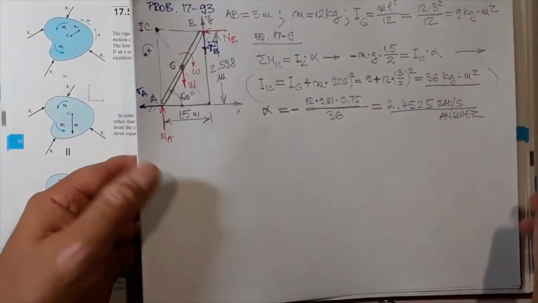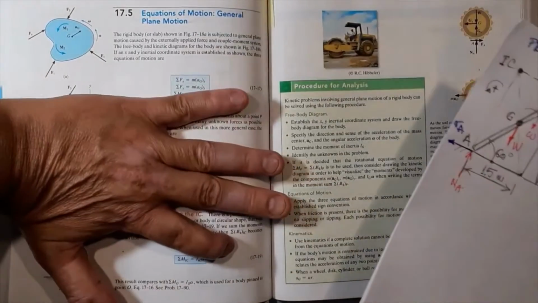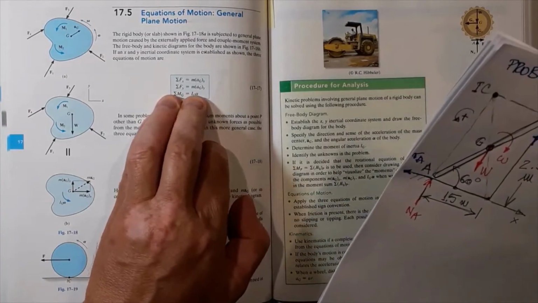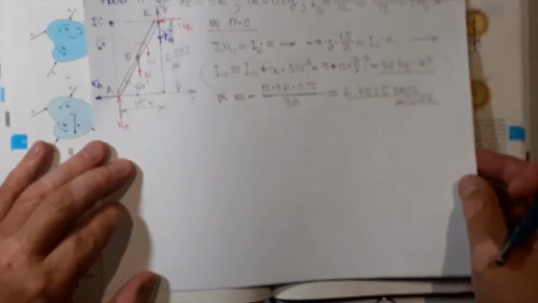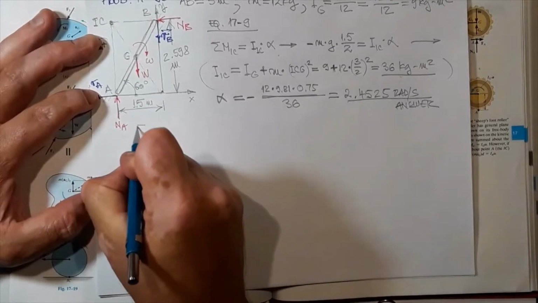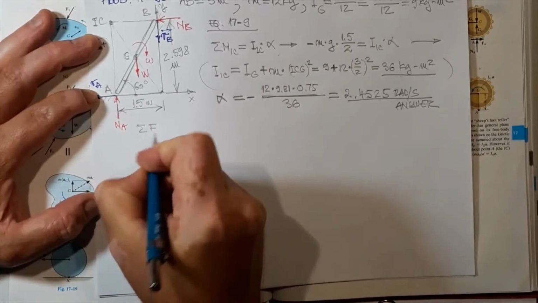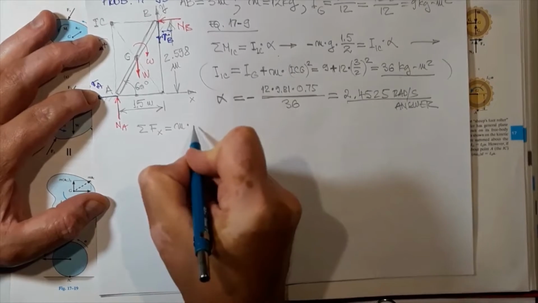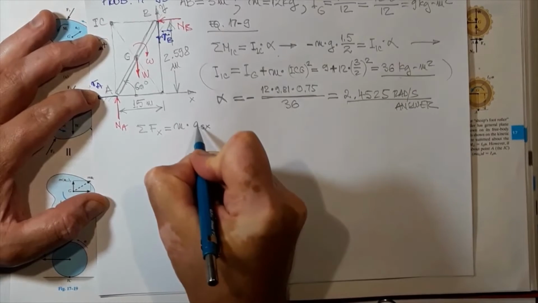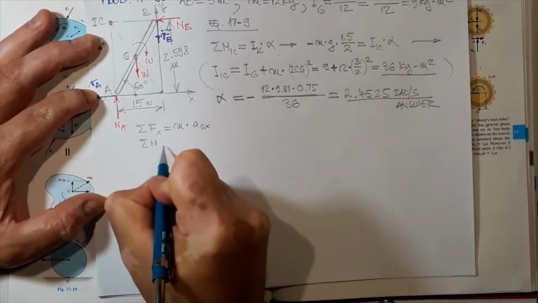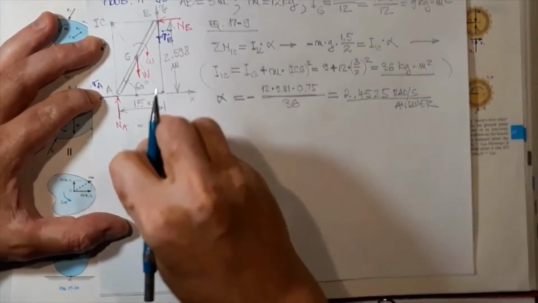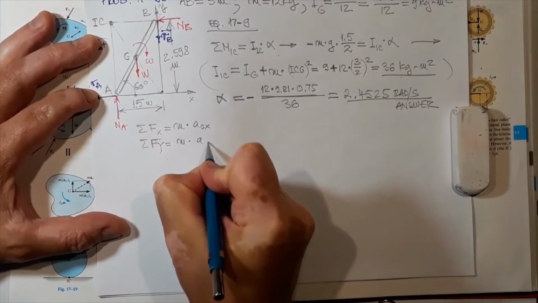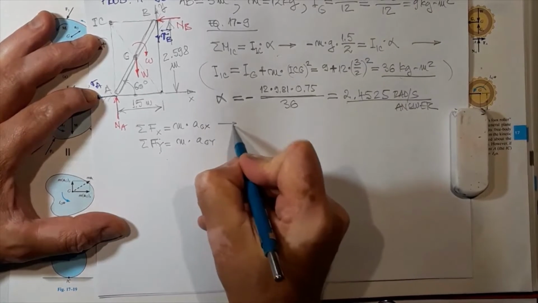We need to find reactions that support it. To find reactions that support, we need to use the force equations. That is Newton's second law, written along the x and y axis. So what do we have? We have sum of forces in the x direction equals mass times the acceleration of the center of mass in the x direction. And sum of forces in the y direction equals mass times acceleration of the center of mass in the y direction. Okay?